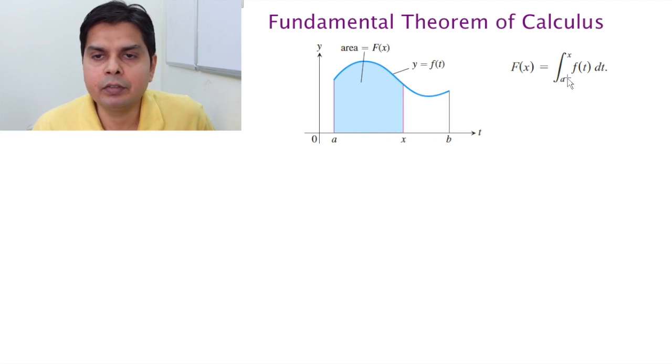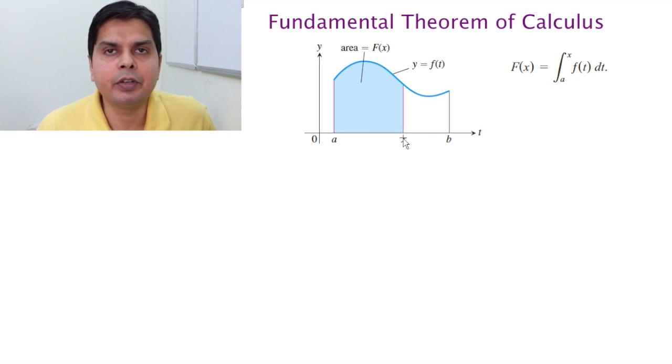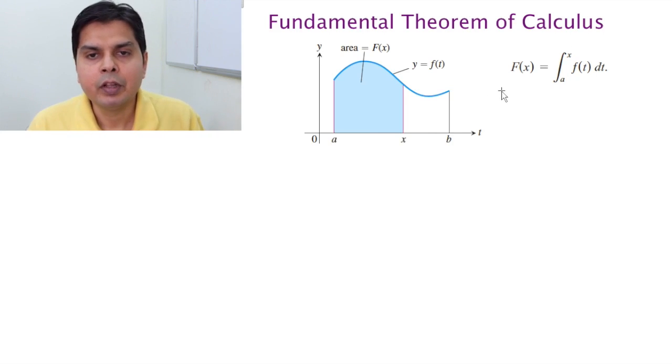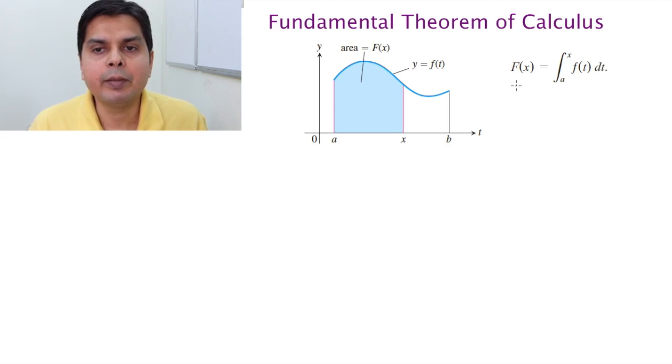And why is this defined like this? Because I am calculating my area capital F(x) from x is equal to a to this particular generic value of x. Now this is a function that I have defined. What else can you say about this function? Whether it will be a continuous function? Let's see. For continuity, what I have to do? I have to take the limit h tending to 0 and see whether F(x+h) is the same as F(x).